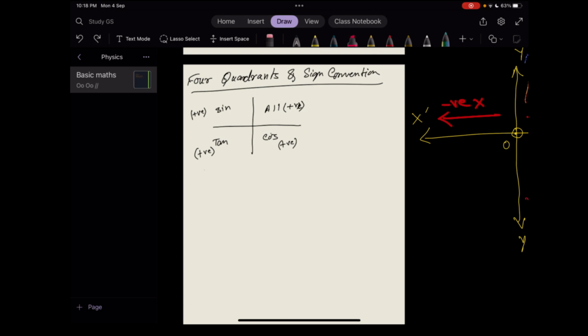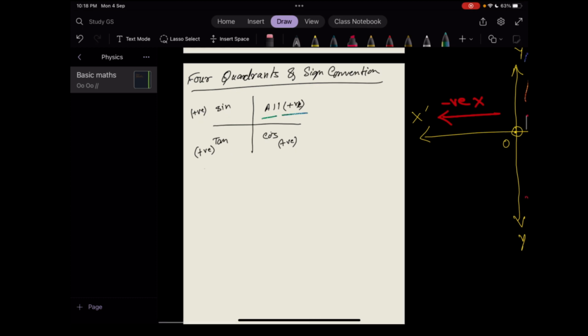In this particular quadrant you have sine positive. In this particular quadrant you have tan positive, and here you have only cos positive. Okay, so just remember this thing as of now: all positive, sine positive, tan positive, cos positive.